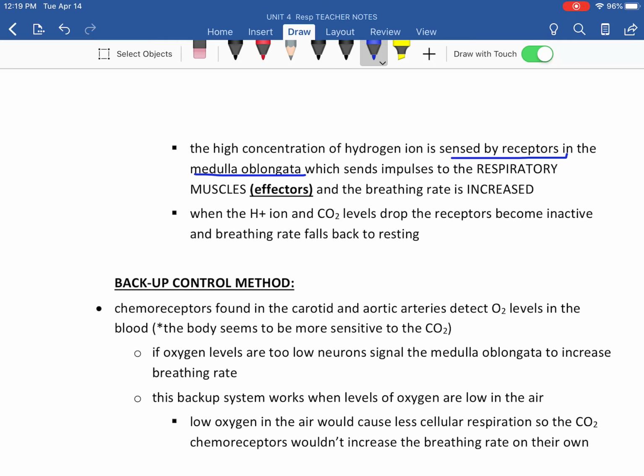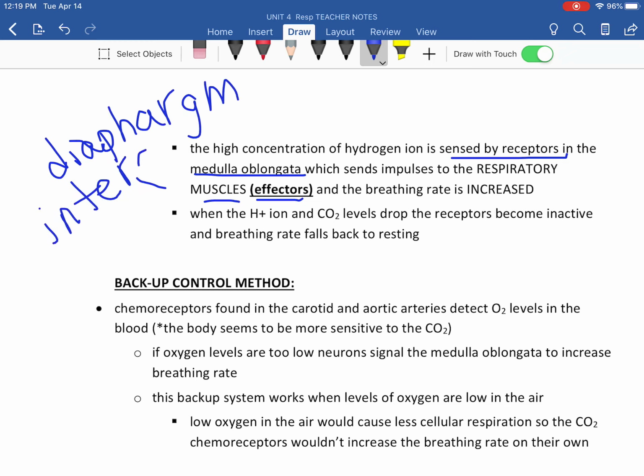It then sends nervous system impulses to the effector of our muscles, those being the diaphragm and the intercostals. That's the effector of this system. They will then trigger an increased breathing rate. And as the carbon dioxide and hydrogen ion levels drop, those receptors are inactivated. The nervous system impulses to the respiratory muscles will decrease and our rate will fall back to resting.